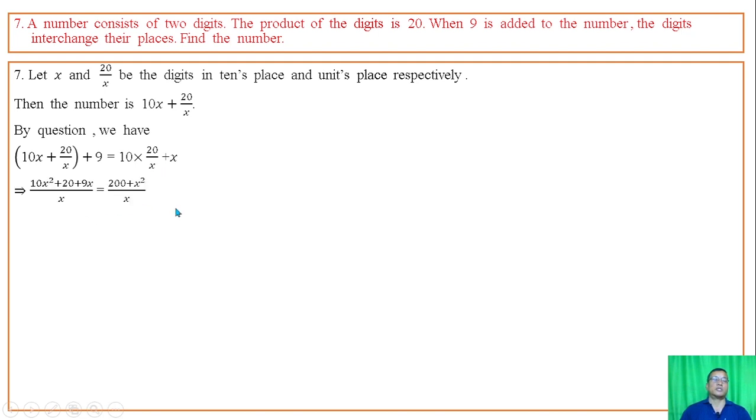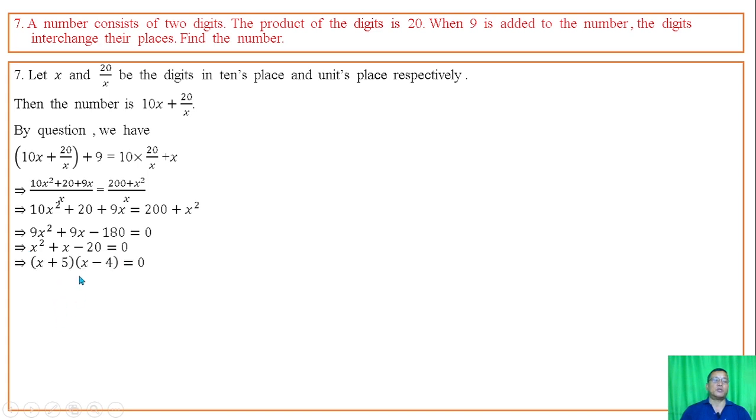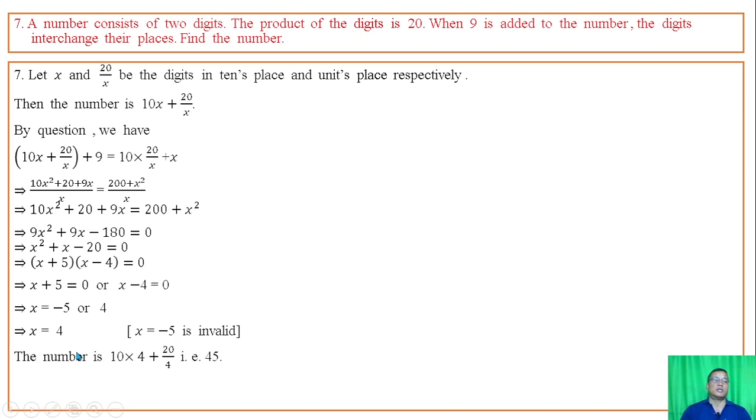Solving this and cancelling x, we have this, and we have to form a quadratic equation. Divide 9 in its term, we have x square plus x minus 20 equals 0. We have to factorize this quadratic expression. For this, we have x plus 5 into x minus 4 equal to 0, from which we have x equal to minus 5 or 4, but minus 5 is not a digit, so x should be 4. x equal to minus 5 is invalid, which is not a digit. Thus the number is 10 into 4 plus 20 minus 4, that is 45.